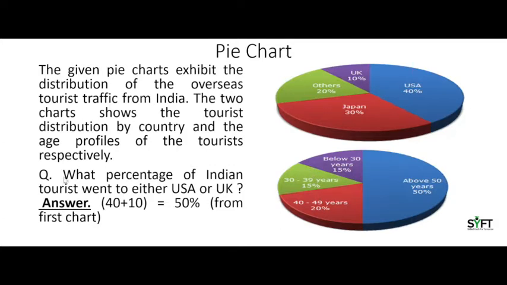Let's take this question which is asking what percentage of Indian tourists went to either USA or UK? If we refer to this pie chart, we can easily calculate that the percentage of Indian tourists who went to USA is 40% and the tourists who went to UK is 10%. So from the first chart, the answer will be 40 plus 10 is equal to 50%.